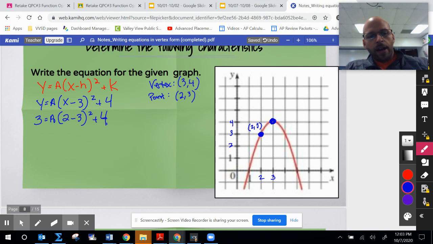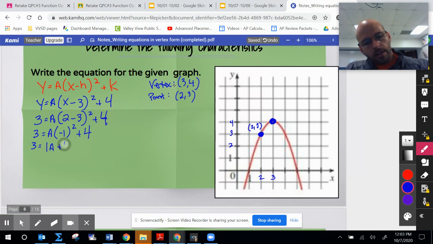So now I want to simplify and I want to solve. So 2 minus 3 is a negative 1 squared plus 4. I'm going to square my negative 1. A negative 1 squared is a positive 1a plus 4. All right. So now I want to subtract 4 from both sides. I get a negative 1 equals 1a. Divide by 1, and I get a to be a negative 1.